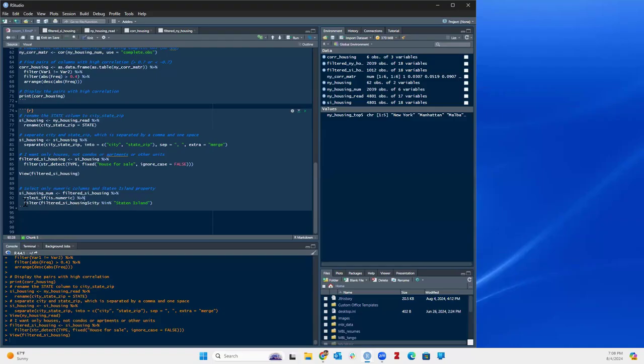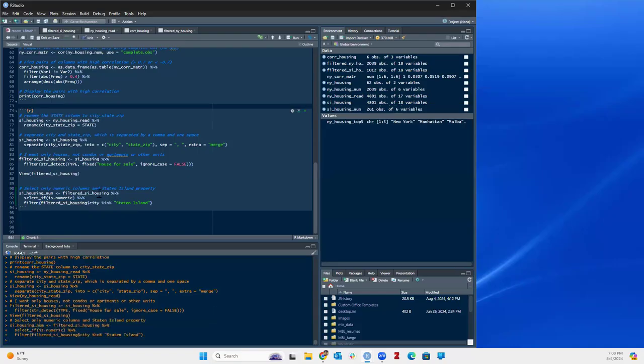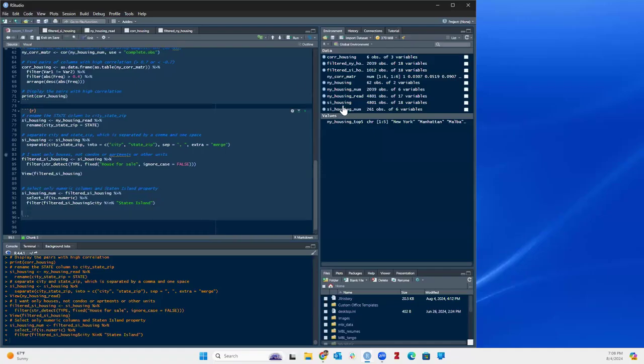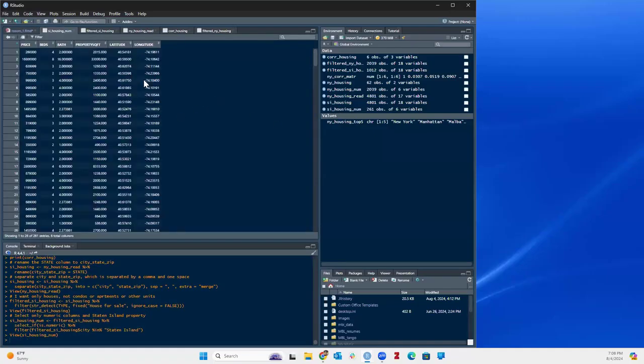Then you'll notice within this filter function that I'm using an in operator. That's just essentially telling the computer, find this within this. So find Staten Island within the city column within filtered Staten Island housing. This is a neat little function because it does a lot of different things at the same time. So now let's look at it.